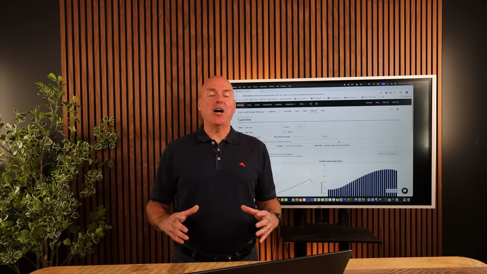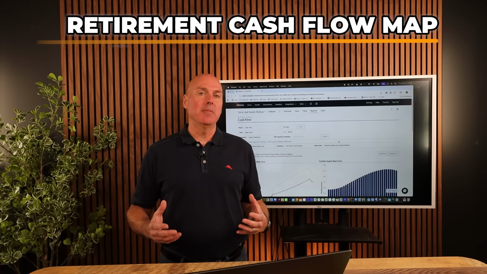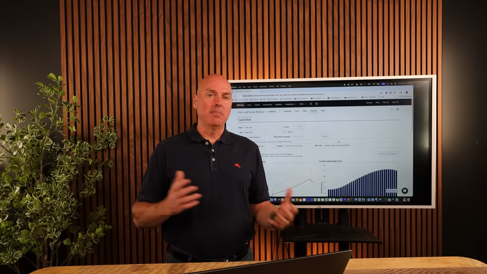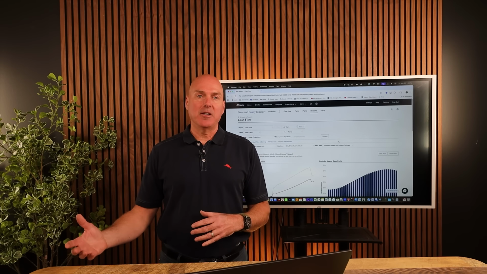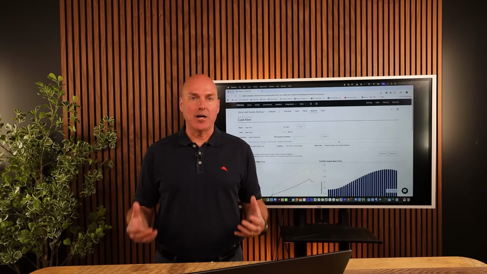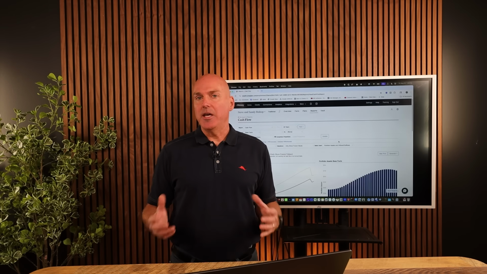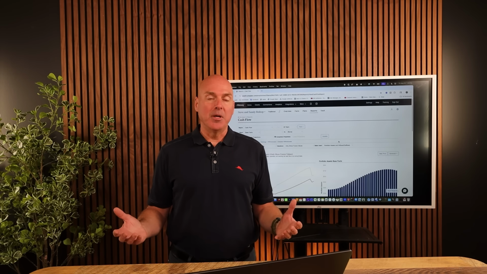If you're planning for retirement, one of the most important things that you need to do is create your retirement cash flow map. So cash flow is all about money coming in and money going out. And that's going to be critically important to understand because that's going to determine how you create your retirement withdrawal strategy, really understanding those gaps.